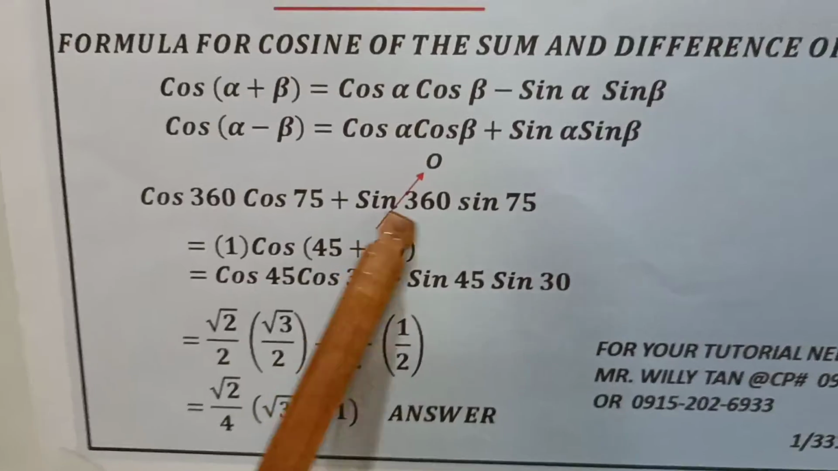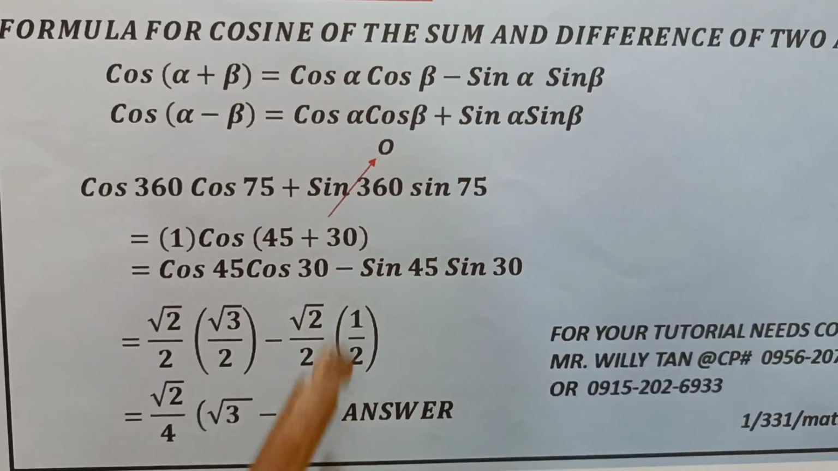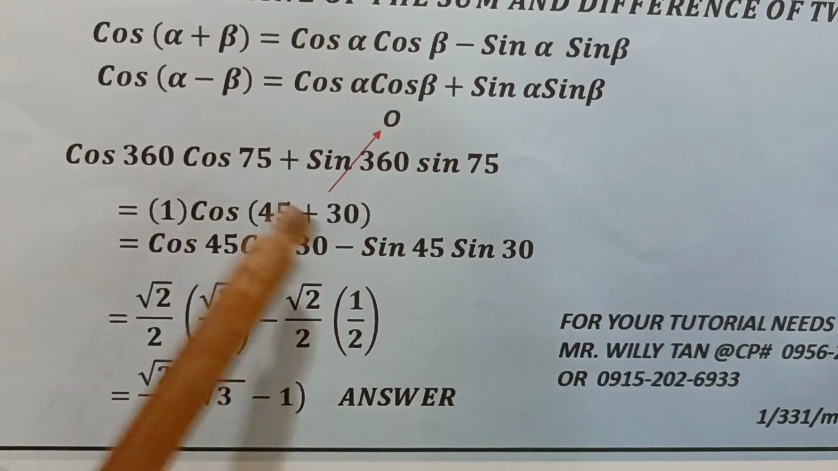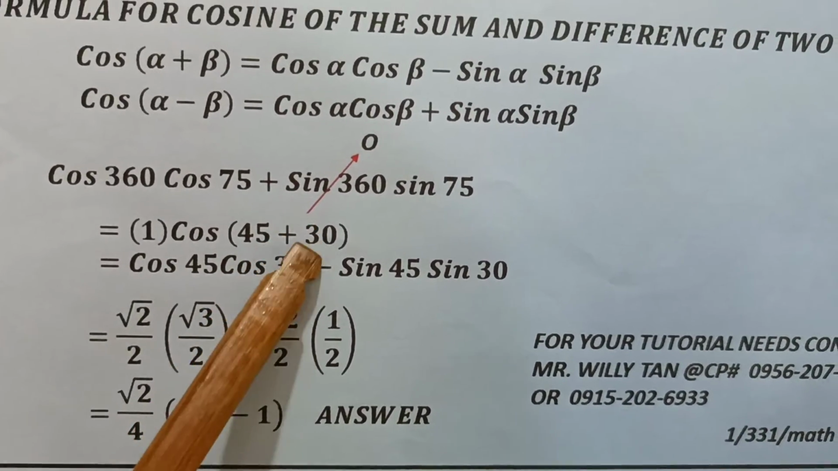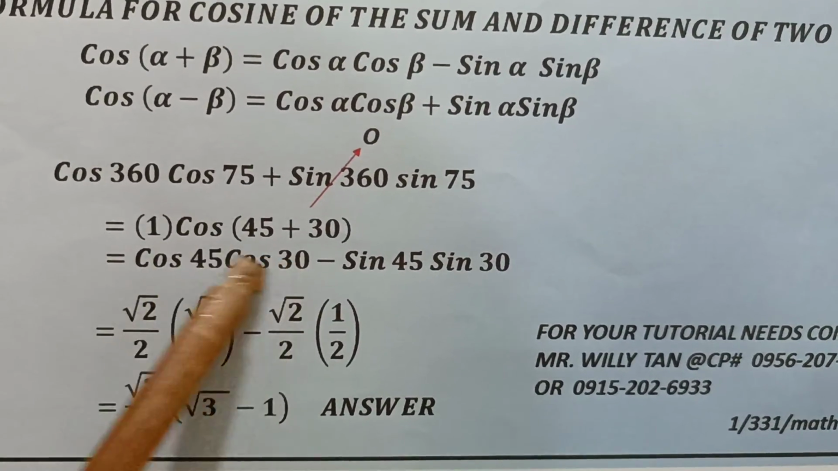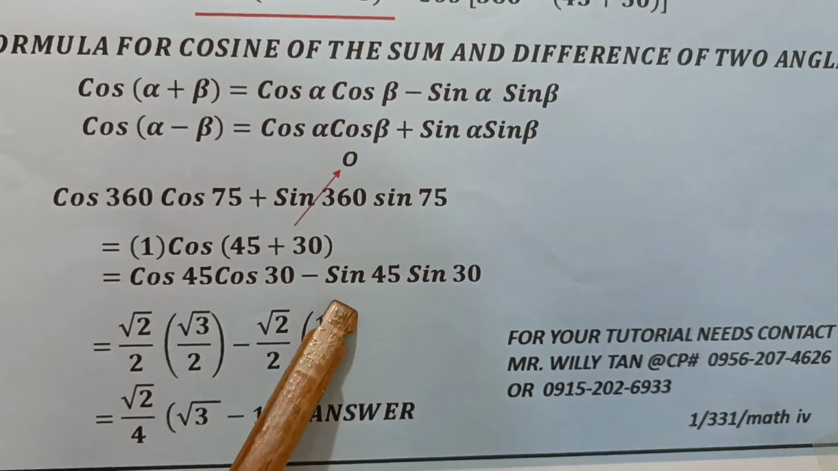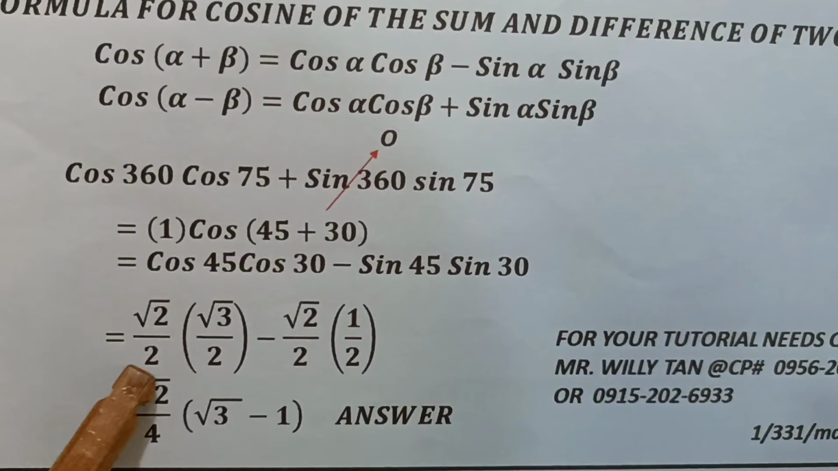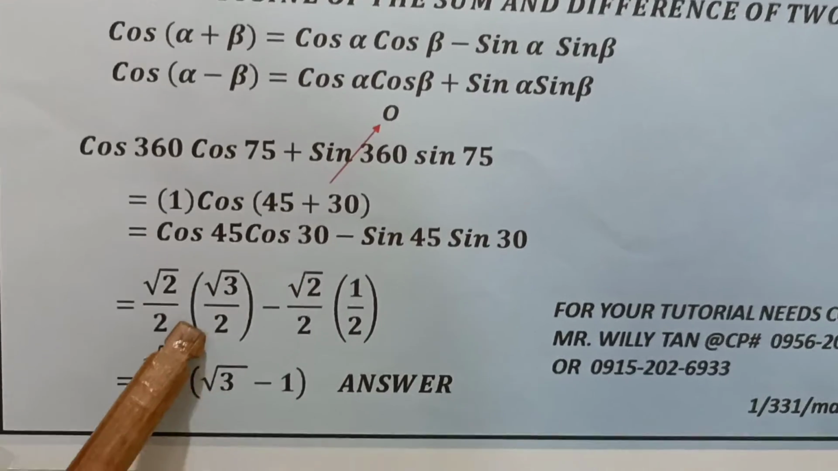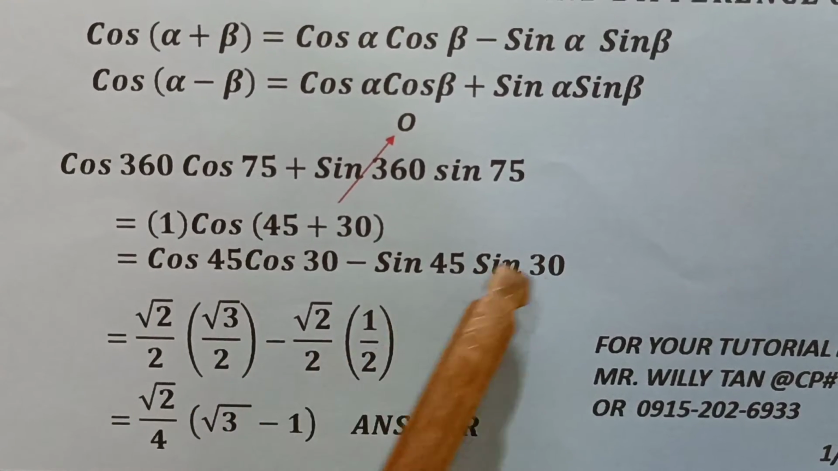So if this cancels out, what remains is cosine 360 cosine 75. But cosine 360 is equal to 1. So what remains is cosine of 45 plus 30. If we expand this, we get cosine 45 cosine 30 minus sine 45 sine 30. Cosine 45 is equal to square root of 2 over 2. Cosine 30 is equal to square root of 3 over 2, minus sine 45, which is square root of 2 over 2, times sine 30, which is 1/2.